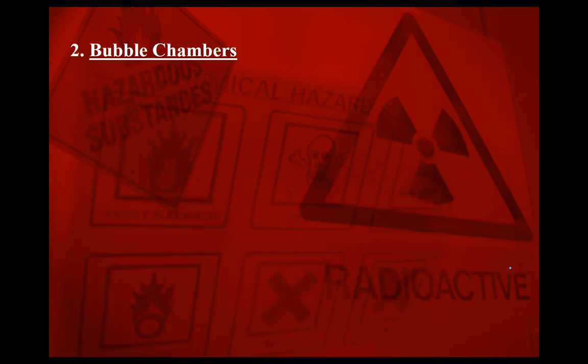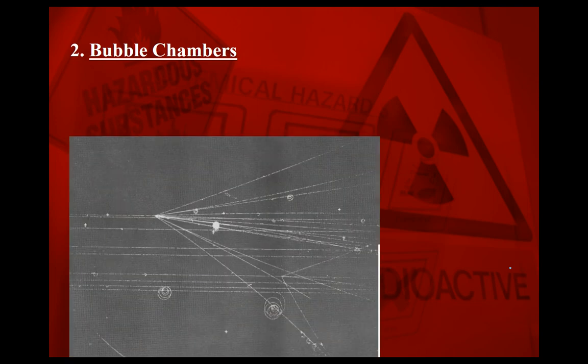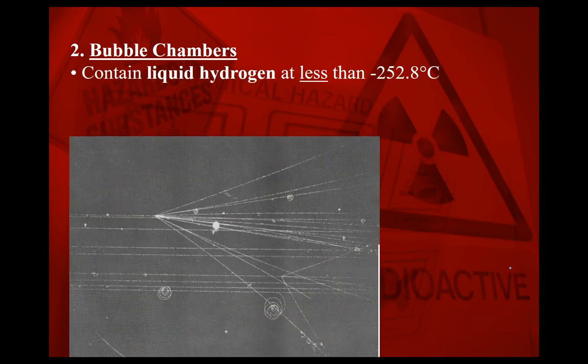Another chamber is a bubble chamber. Instead of ethanol gas, a bubble chamber contains a liquid, specifically liquid hydrogen. Hydrogen at a very, very low temperature, negative 252.8 degrees Celsius. That is the temperature where I believe if you even increase the temperature slightly, it'll go from hydrogen being a liquid back into a gas. So we're at the threshold where we've just got the hydrogen as a liquid.